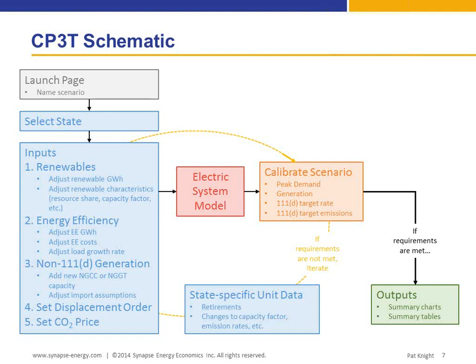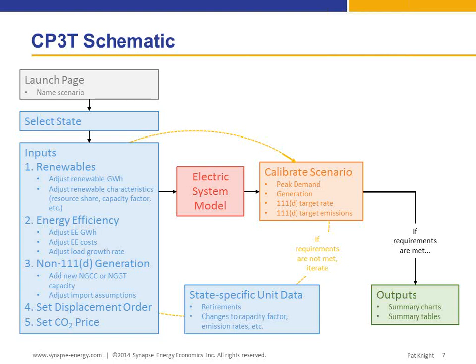So once you set up the preliminary inputs, they all feed into the electric system model, and then spit you out on a page called Calibrate Scenario. And this is where you go through and check out whether you're meeting the requirements for 4 different variables across all of the years in your scenario. So those variables are peak demand, that's your state's required capacity to meet reliability purposes, generation, the 111D target rate, and the 111D target emissions. That's the mass-based target that was just released a couple of weeks ago.